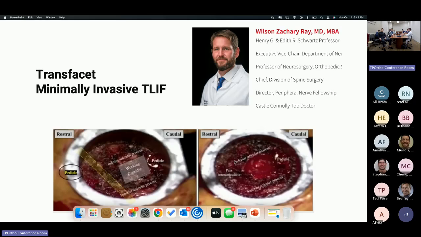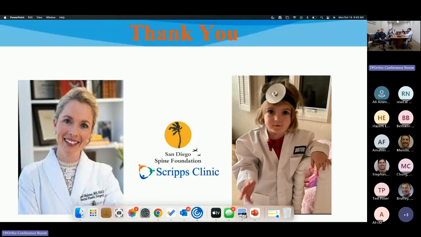Now, if you need to do a decompression subsequently, once your graft is in, then you can take down the IAP and do a laminotomy and all that stuff. But this is a way to get a cage in there safely from a neurologic perspective if you use expandable cages, and kind of just a cool variation on the technique.